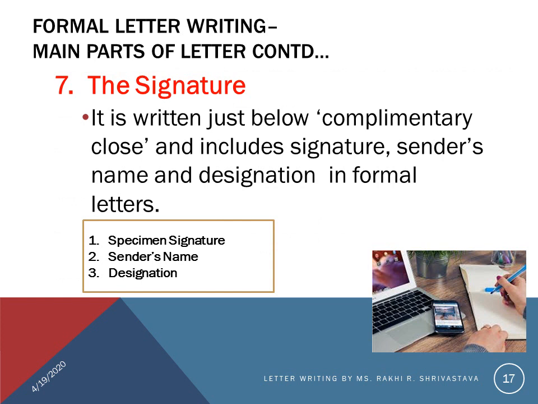Now, 7th part is the signature. Signature is very important. If you leave that undone, then a problem will arise. It is written just below the complementary clause and includes signature, sender's name and designation in a formal letter. Always remember, when you are writing the complementary clause, after that you leave 4 lines or 3 lines space, and then the word signature is never written. Their signature is put, and you need this much space to put your signature, and then the sender's name.